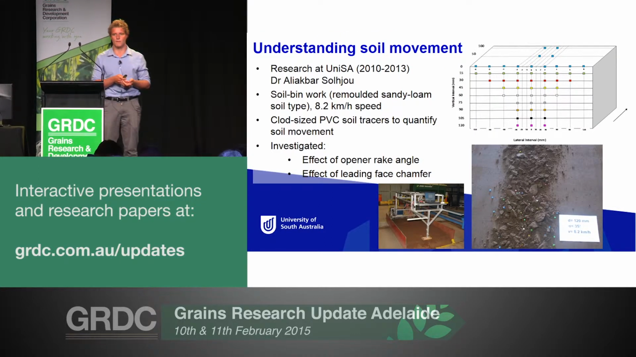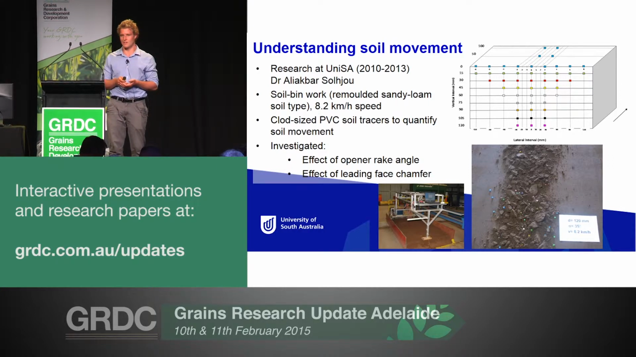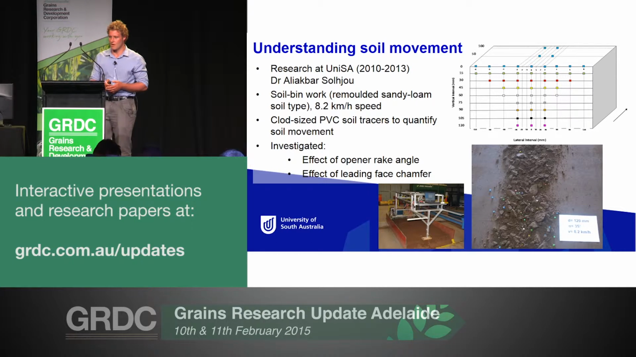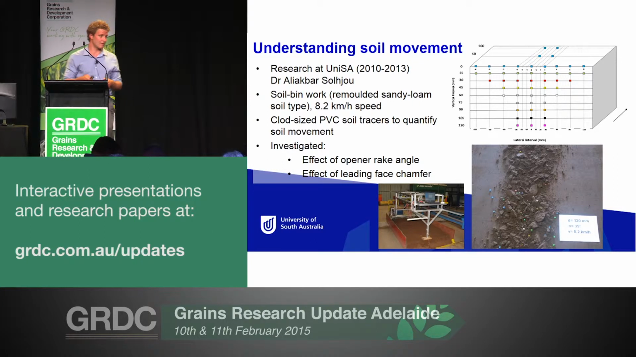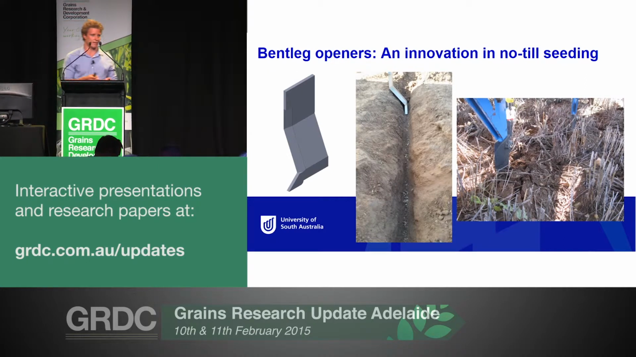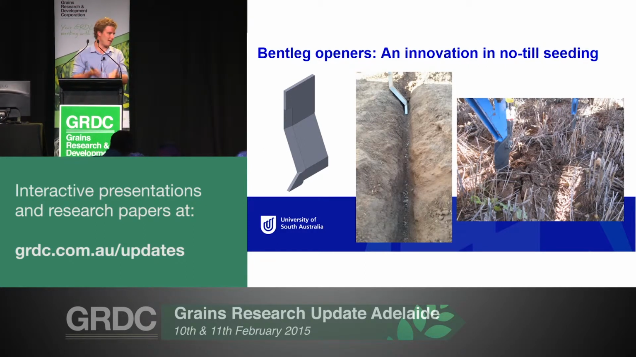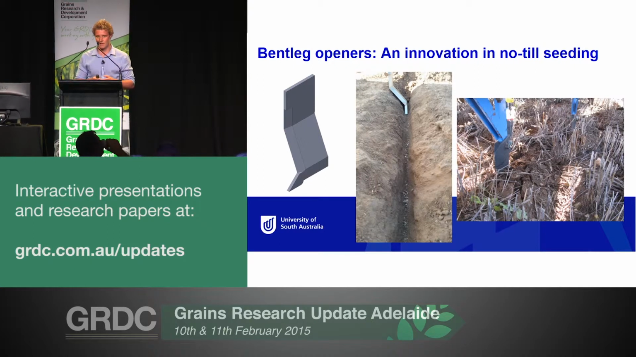So to help understand soil movement, Dr. Ali Akbar Solhjou of UniSA conducted a study using soil tracers to track how the soil moved. He used clod-sized PVC soil tracers in a remoulded soil bin. He studied the effect of rake angle and different blade face geometries, which are discussed briefly in the paper, but I don't have time to talk about them now. He also looked at a Bentleg furrow opener. The Bentleg furrow opener offsets the foot from the shank, the idea being that the foot upheaves the soil and the bend offsets the shank from the main upheaval, limiting its interaction with the loose soil.